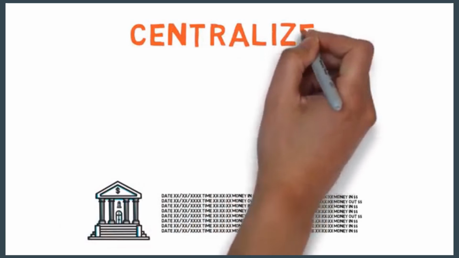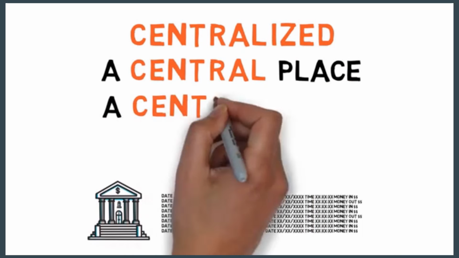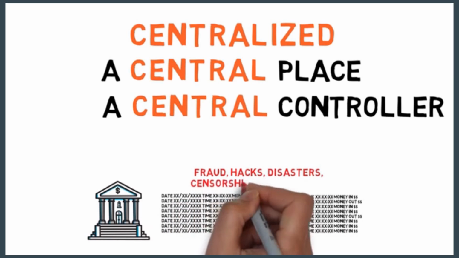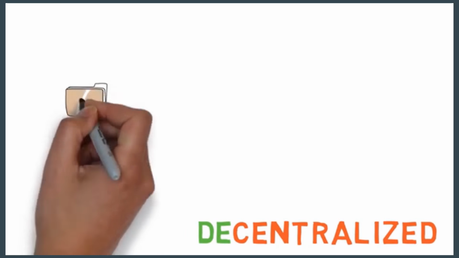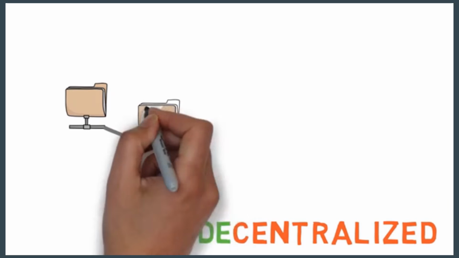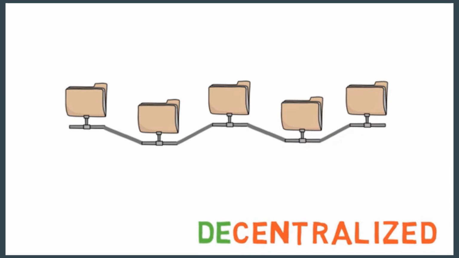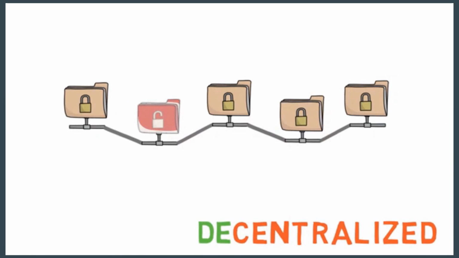This means that they are in a central place or controlled by a single person or company, so frauds, hacks, disasters, censorship, and manipulations can occur if the central place or controller is compromised or corrupt. Blockchain is decentralized. Transactions are recorded not on just one computer, but on many, many, many computers. So if a hacker breaks one computer or phone, the other computers remain secure, and they also notice the changes and force them to be corrected.